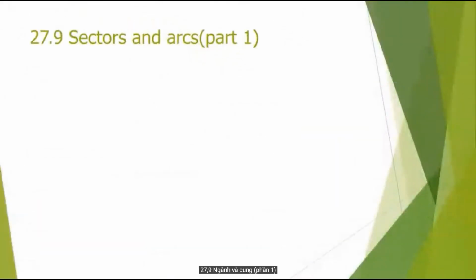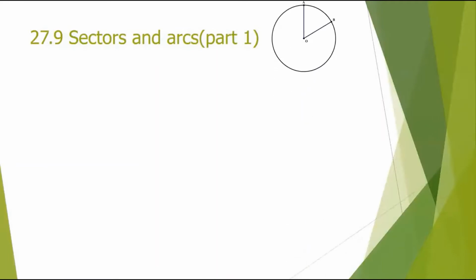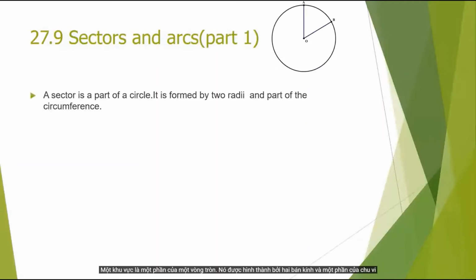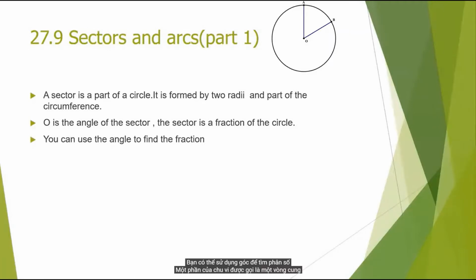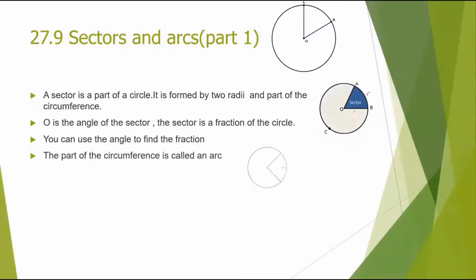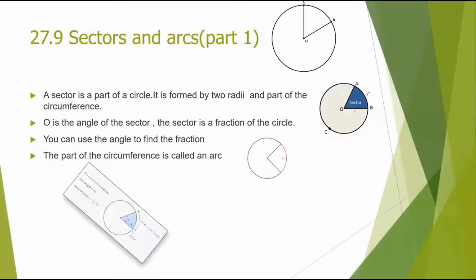Now we will move to 27.9 Sectors and Arcs, Part 1. A sector is a part of a circle. It is formed by two radii and part of the circumference. O is the angle of the sector. The sector is a fraction of the circle. You can use the angle to find the fraction. The part of the circumference is called an arc. That is a sector and here is an arc.